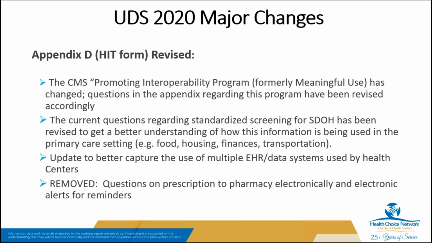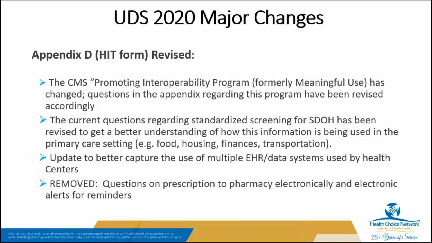So the other major changes have been made to Appendix D, which is the Health Information Technology form. This has been revised. The first revision is with respect to the questions that were around promoting interoperability. This program has, as you know, evolved, and there's been some changes, and so the questions in the appendix that pertain to the program have also been revised accordingly. The second major change that you'll see is with respect to the questions regarding standardized screening for social determinants of health. In the past, most of the questions were just around the center's collecting of this data.